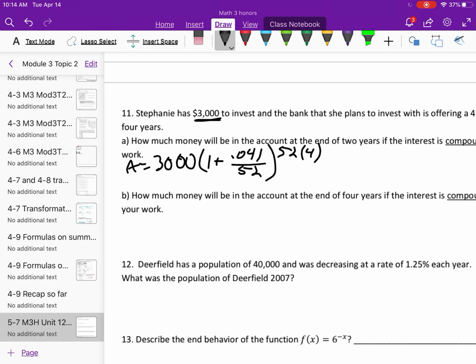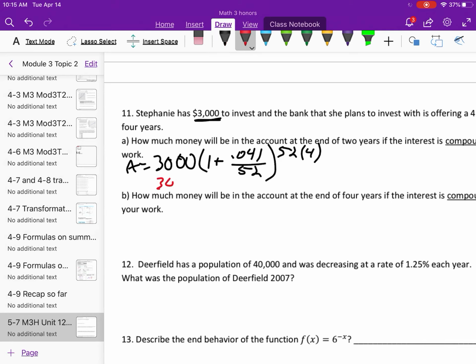And now you can literally just plug that right into the calculator. So I'm going to go ahead and do that. What I like to do is kind of do it in pieces. So I'm going to take the 0.041 and divide that by 52 first. And then I'm going to add 1 to that. So now you'll notice we get 1.0000788. Okay, so it's not a very high number, but I'm going to round that to 1.0008. Right, so I hope that's all right with everybody.